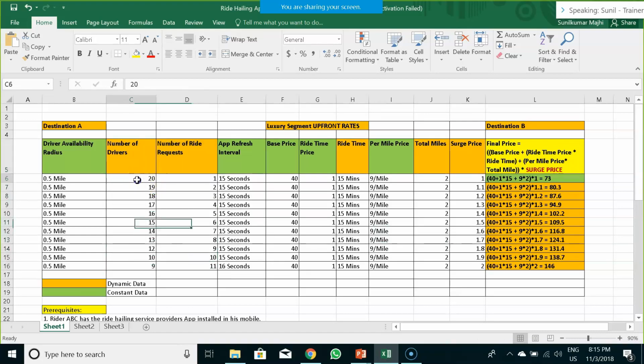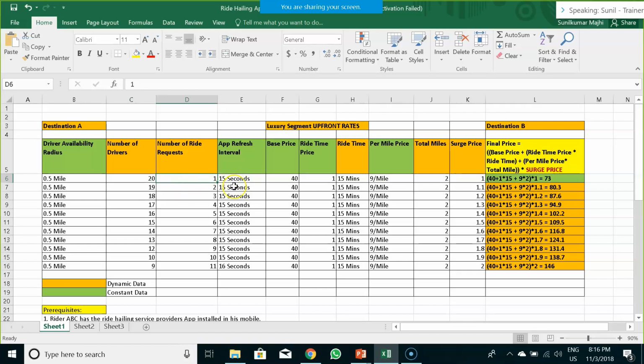If you see, the supply, drivers, are nothing but supply, and demand is nothing but the riders who are requesting that particular cab. So if the supply is more and the demand is less, the price is less. If the supply is less and the demand is more, the price is high. Now after applying that demand versus supply model in that surge pricing algorithm, we have something called app refresh intervals. What is an app refresh interval in this case? Let's say I requested a particular driver and I see there are 20 drivers available and riders are only one.